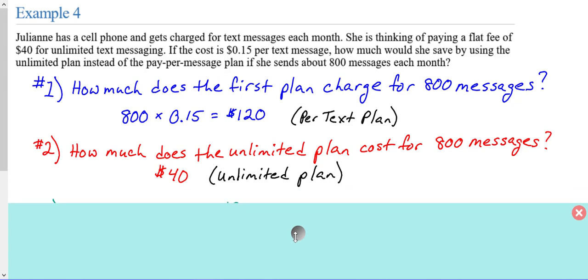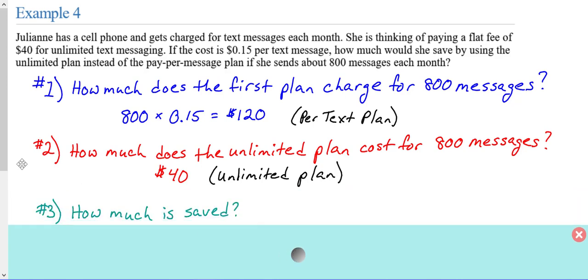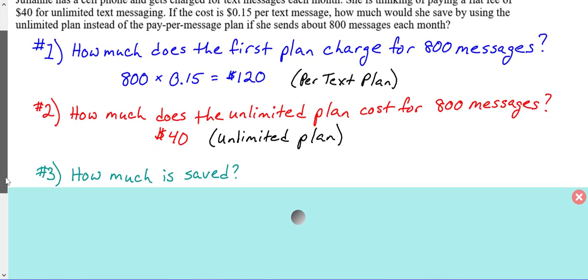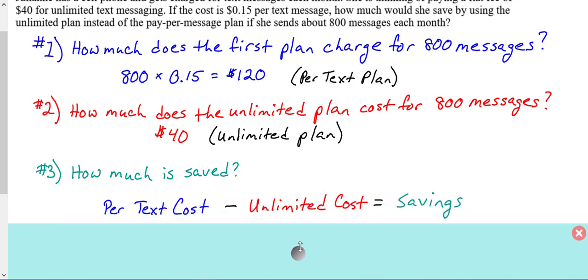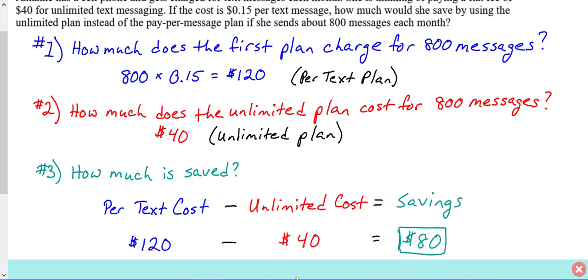In the last step, we want to know how much is saved. So that means we need to find the difference between the pay per message and the unlimited plan costs. We would subtract the per text cost minus unlimited cost, and that would give us our savings. That would be $120 minus $40. So we would have Julianne saves $80 a month by switching to the unlimited plan.